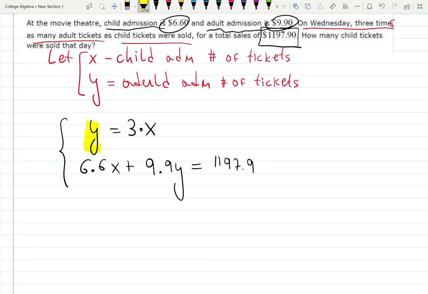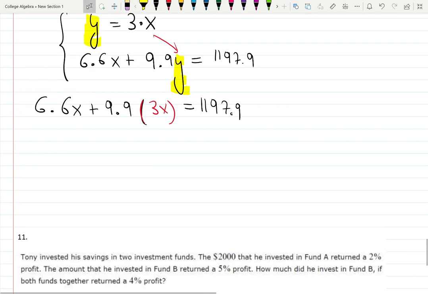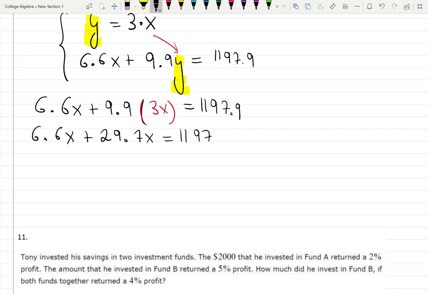I will take this y and plug it over here. That's called substitution method. So copy paste, we know that 6.6x plus 9.9 times 3x equals 1197.9. Distribute and collect. 6.6x plus 9.9 times 3 is 29.7x equals 1197.9.